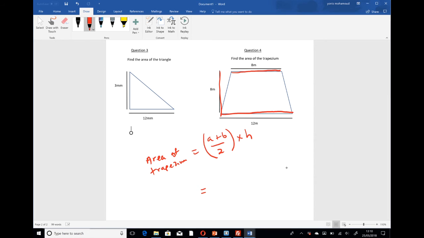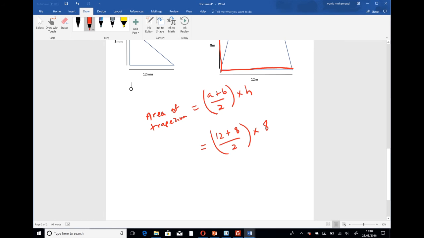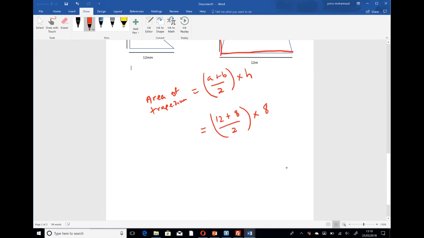So now let's put everything into this formula and work out the area of the trapezium. A plus B, which is 12 plus 8, divided by 2, multiply that by 8. Okay, so let's work out the bit in the brackets. 12 plus 8 is equal to 20. 20 divided by 2 is 10. And 10 times 8 is equal to 80 meters squared.